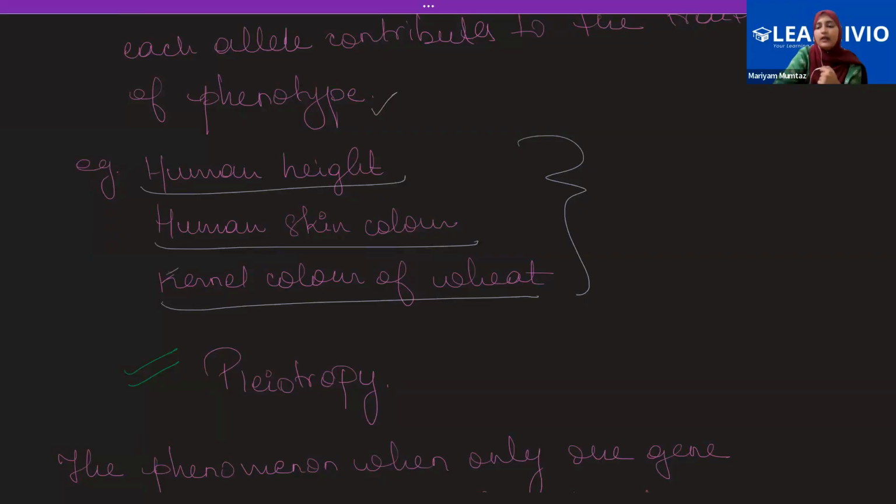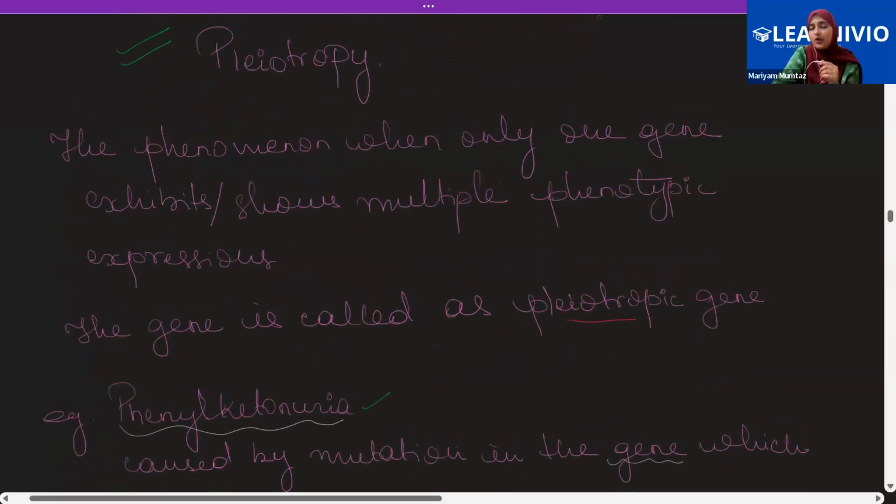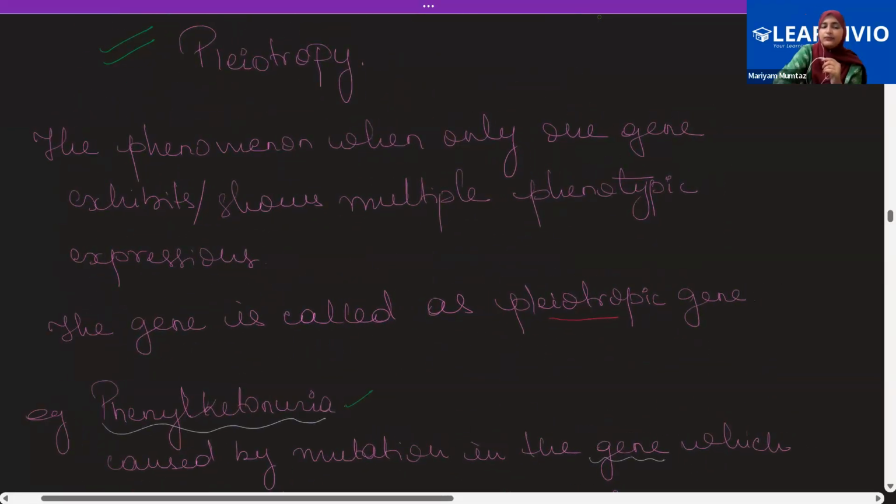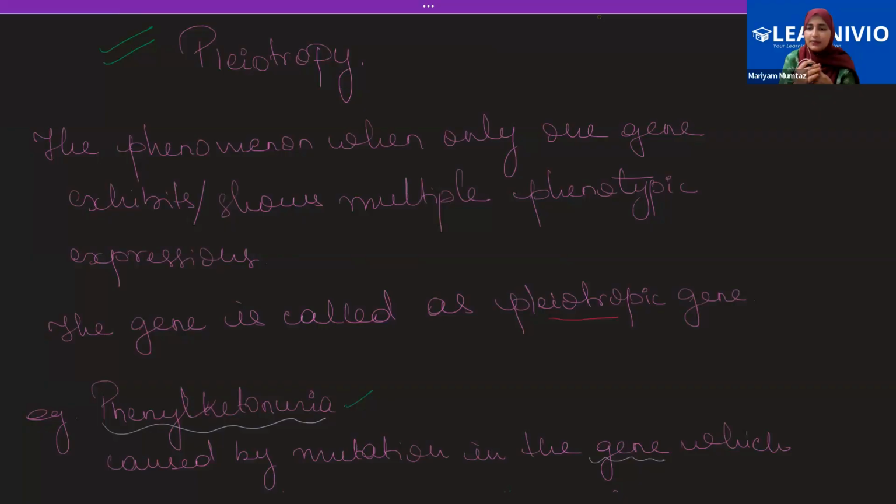Now, after that comes pleiotropy. See, whenever one gene shows multiple phenotypes. For example, capital R was responsible for showing round seed, isn't it? Other than the seed shape, was it responsible for showing any other thing, any other phenotype? No, right? So when one gene shows multiple phenotypes, we call it a pleiotropic gene.